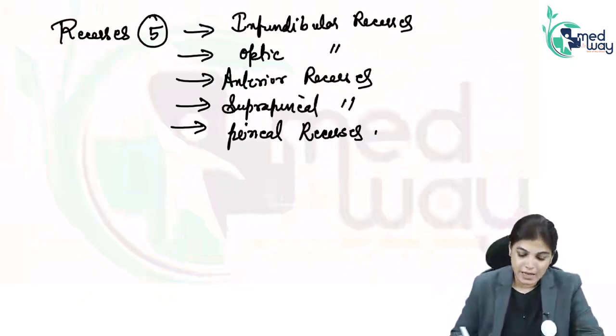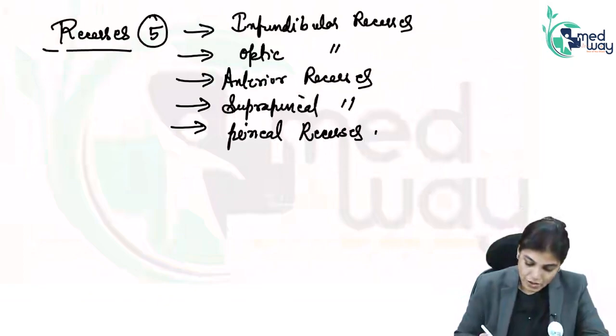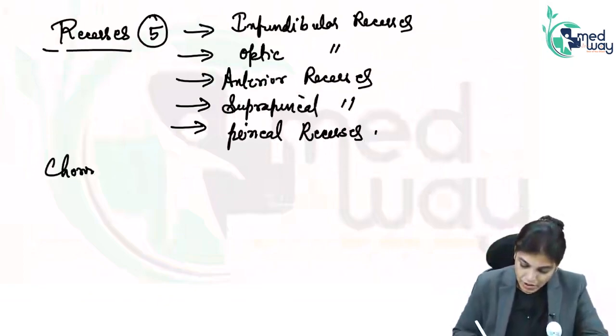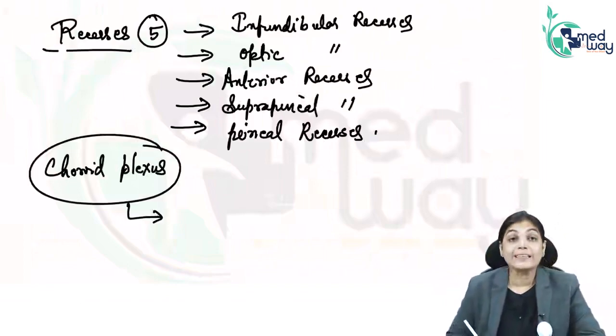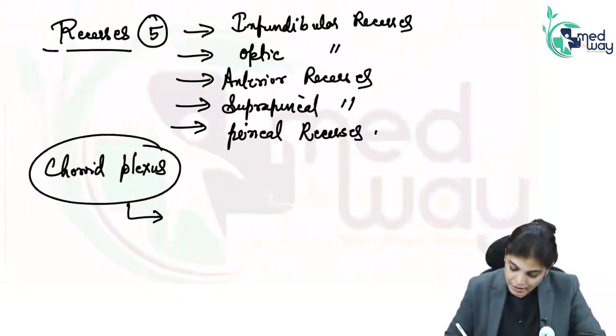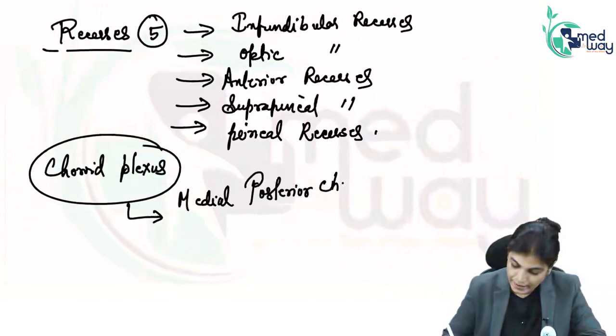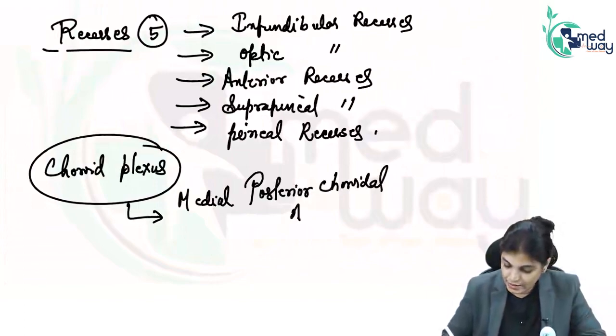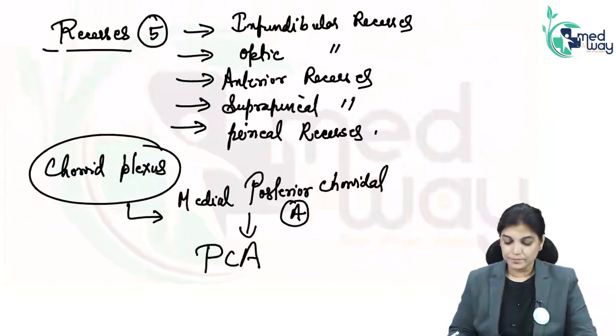If we talk about the choroid plexus, let's talk about the choroid plexus formation in the third ventricle, which is related to the roof. It is formed by the medial posterior choroidal arteries, and the medial posterior choroidal artery is a branch of the PCA, the posterior cerebral artery.